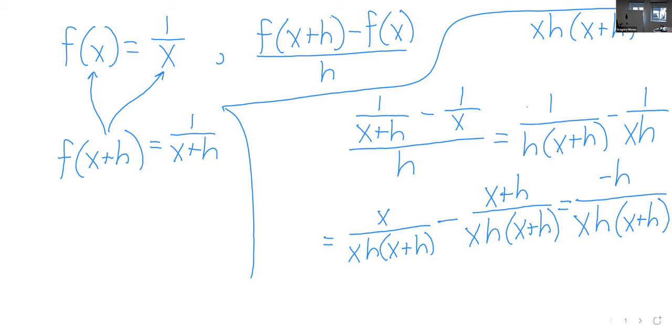So I don't know if everyone over there can see this, but negative h divided by x times h times x plus h. And there's probably one more thing we should do, which is what? Simplify, thank you. And the particular way we're going to simplify is that those h's cancel. We have multiplication by h in the top. We have multiplication by h in the bottom. And we're left with negative 1 over x plus h.